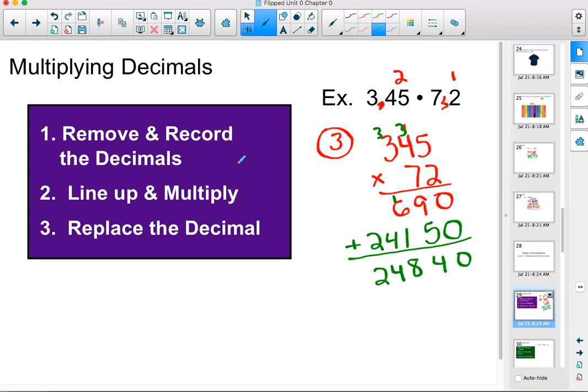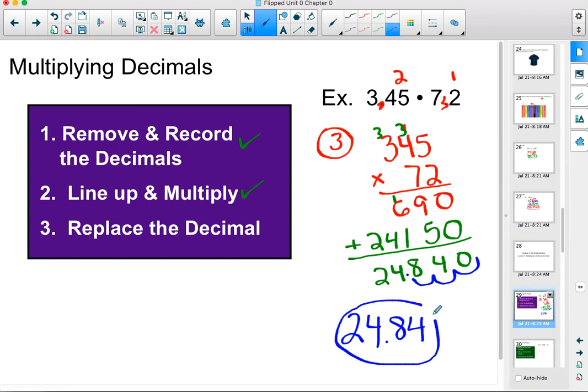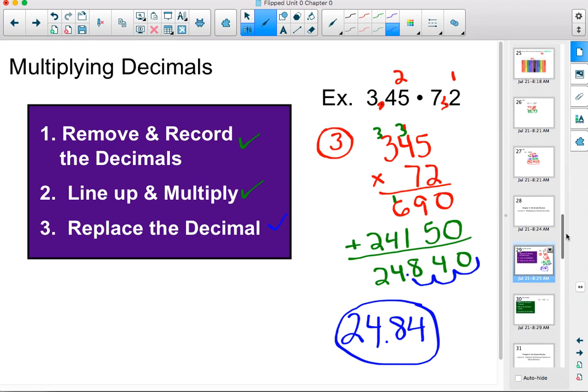All right, so we've done our multiplication, did our first step, second step, third step, replace the decimal. That's the significance of this 3 right here. It tells us where to put our decimal in our final answer. So we start all the way at the right, and we jump in 3 place values, 1, 2, 3, place your decimal, and then write your final answer, 24 and 84 hundredths. We want to clean up that 0 at the end. No need to keep that there. So there's multiplying. Very easy as long as you remember our 3 steps. Remove and record the decimals, line them up and multiply, and then replace the decimal at the end.